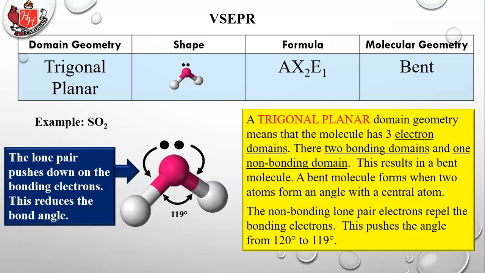So what that's going to do is that's going to push hard on those 2 tubes down below, which represent the bonding domains between the central and terminal atoms. So it's going to squeeze that bond down from 120 down to 119. And that shape is called a bent molecular geometry. So the lone pair pushes down on the bonding electrons. This reduces the bond angle.